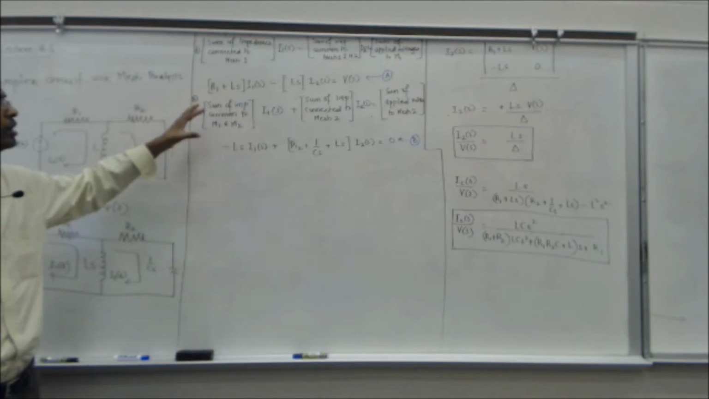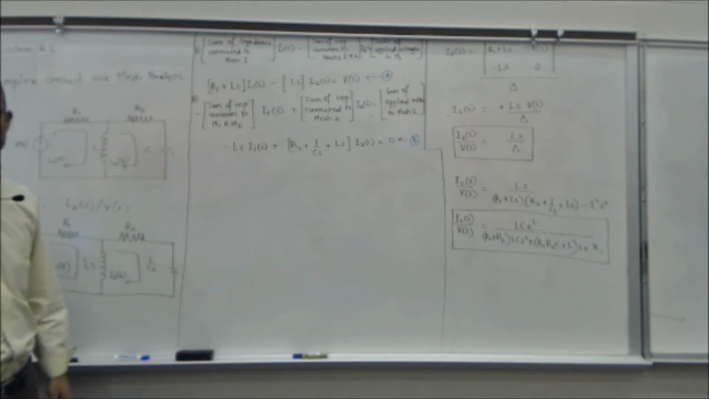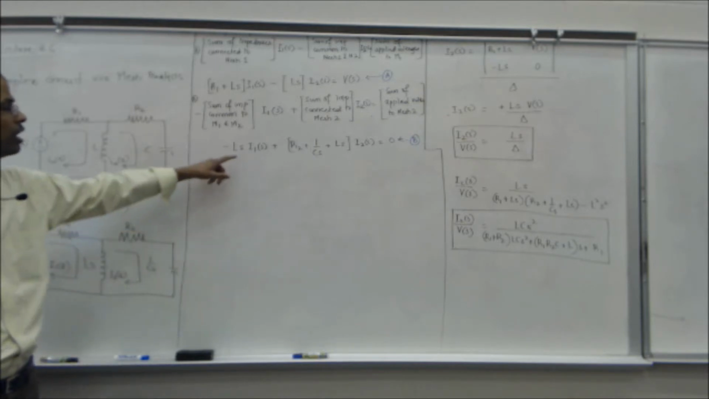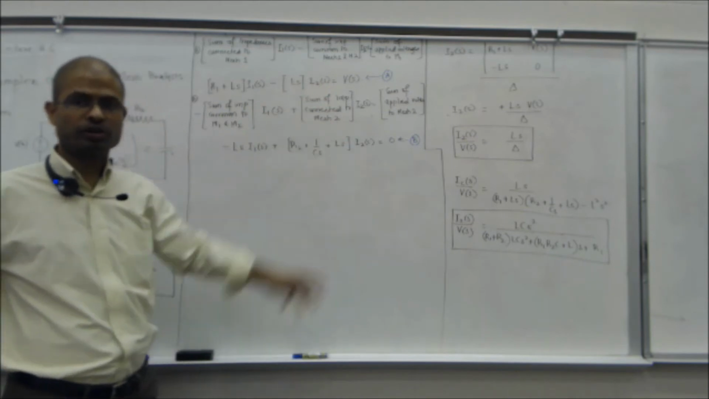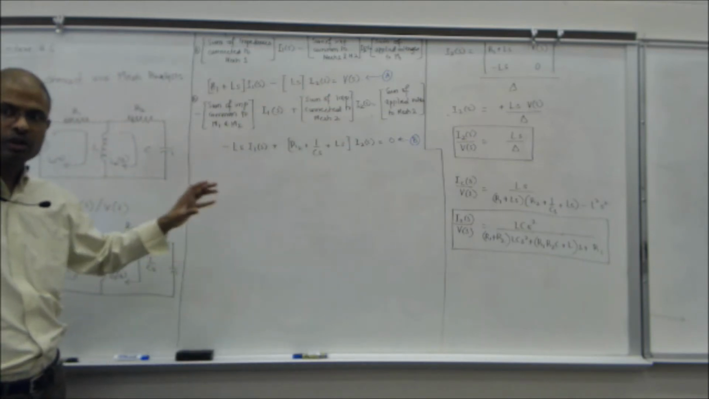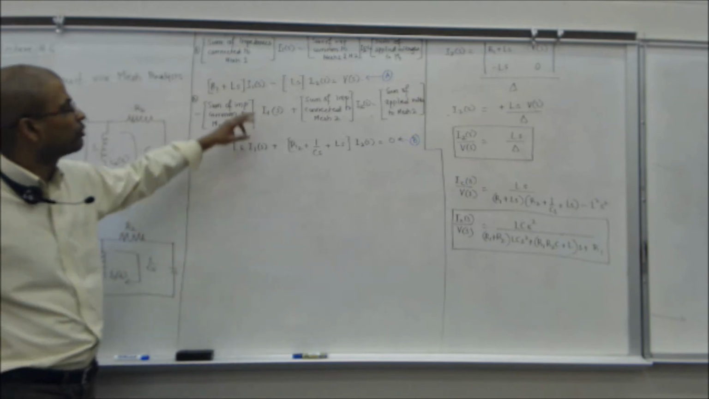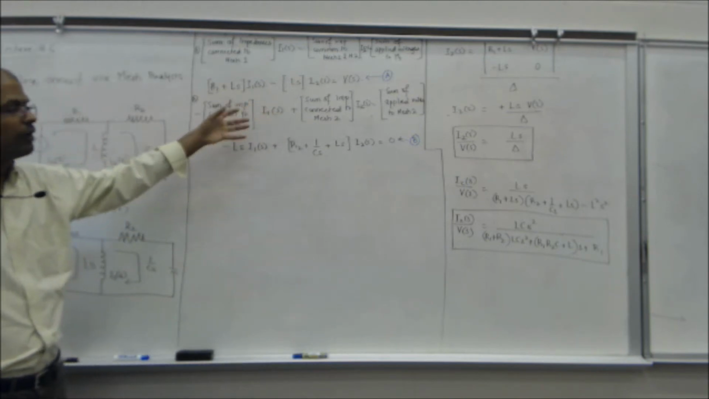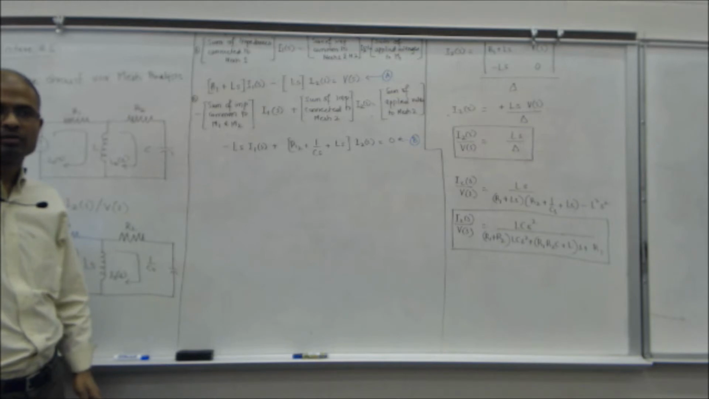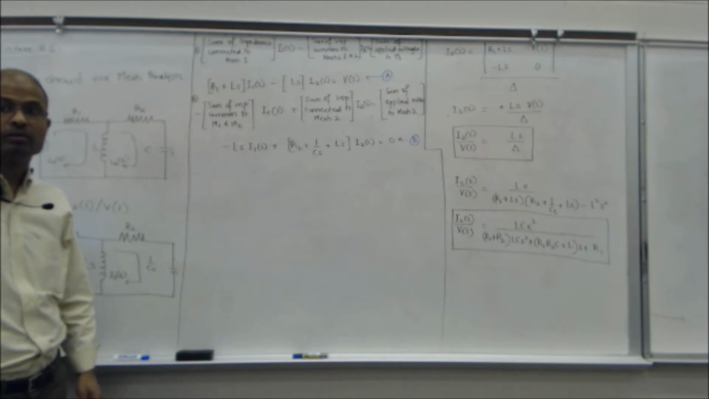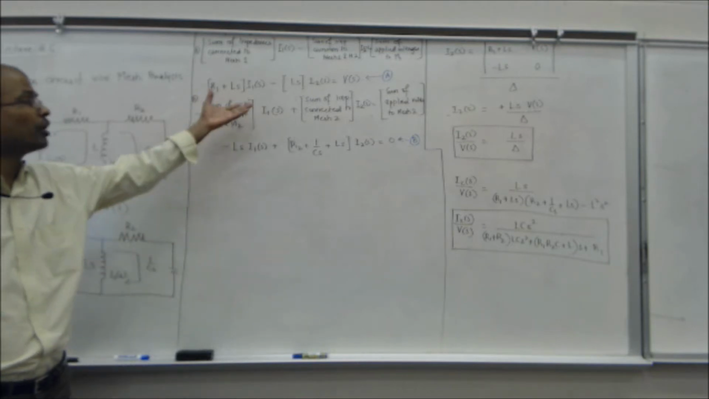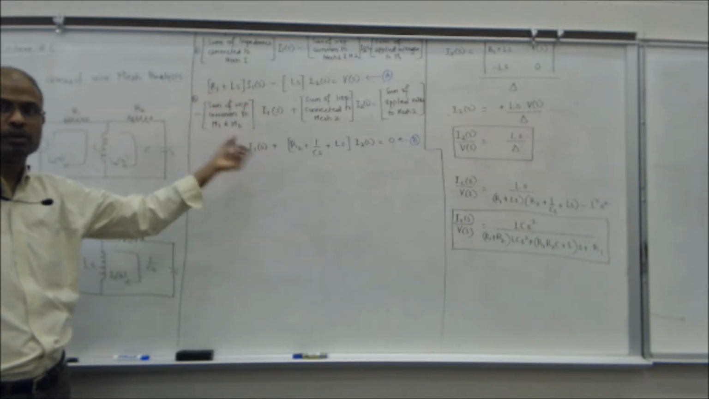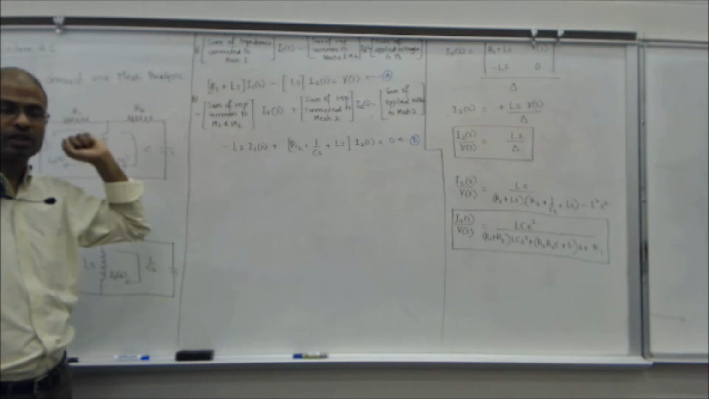Why are these coupled? They're coupled because you see I1 and I2 are part of both these equations. They are not independent. If you want to figure out I1, you have to solve them as simultaneous equations. You cannot take one equation and get I1, and another equation and get I2. That is the reason they are coupled equations.